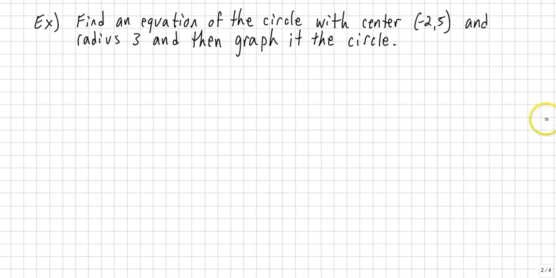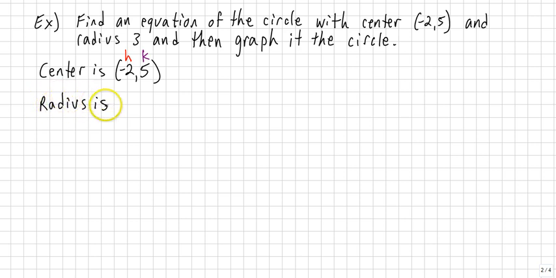So first up, let's write the equation of a circle that has a center of (-2, 5) and a radius of 3, and then we're going to graph it. So they told us that its center is (-2, 5), and that's important because -2 is h, and then the 5 is k. They also told us that its radius is 3. Well, the radius, that's r for the equation.